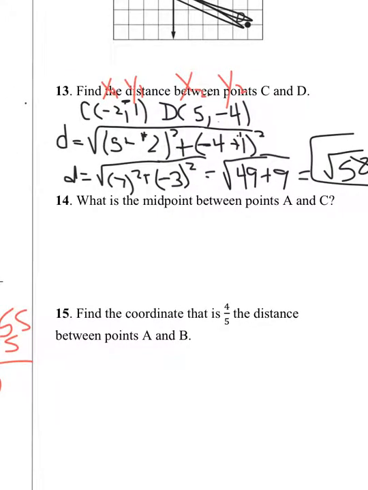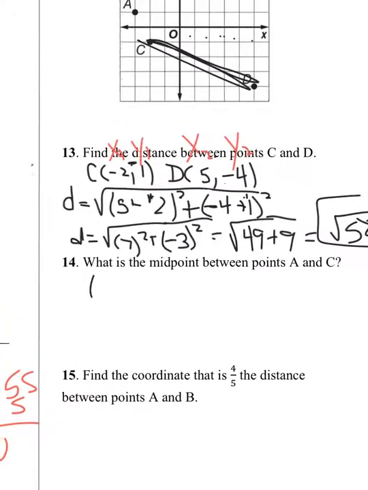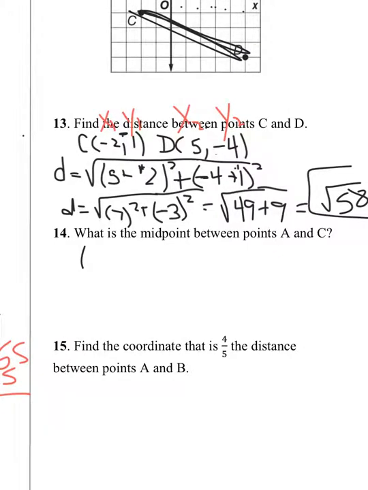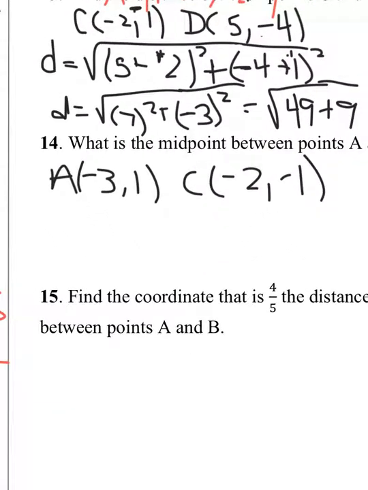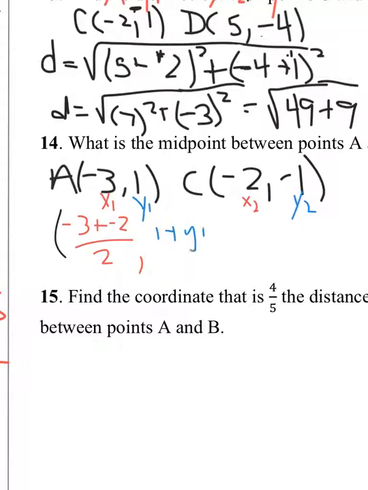What is the midpoint of A and C? A is located at negative 3, 1. And C is located again at negative 2, negative 1. This formula is a little bit easier. You have x1 plus x2 divided by 2 for the x's, and you have y1 plus y2 divided by 2 for the y's.